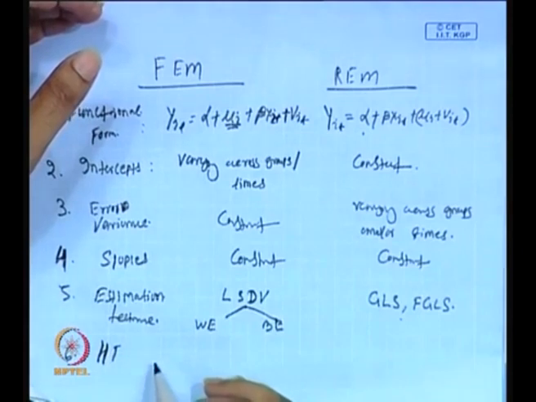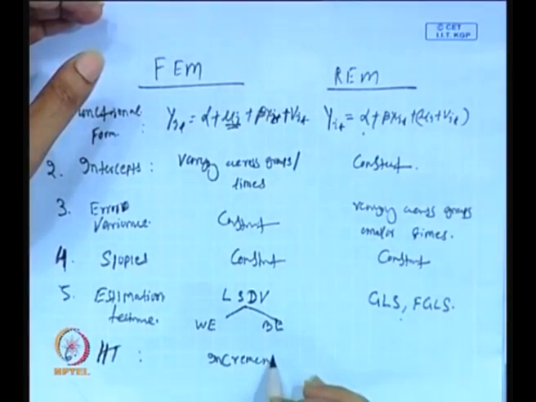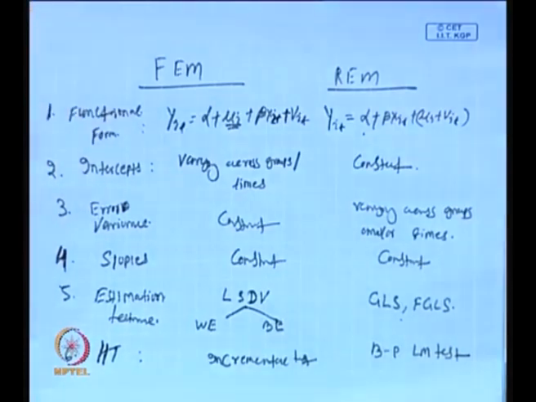hypothesis testing. In that case, we will apply the incremental test. Then we will apply the BPLM test. So these are the complete differences between the fixed effect model and the random effect model. So when we go for panel data modeling, we have two different setups: one is fixed effect models and the other is random effect model.